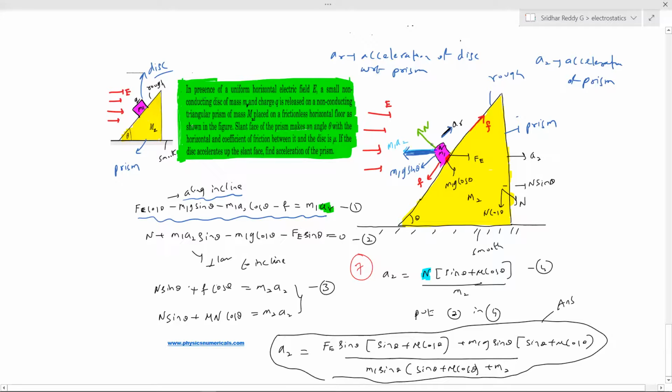Then perpendicular to the incline: N plus m1A2 sin theta minus m1g cos theta minus Fe sin theta equals 0.